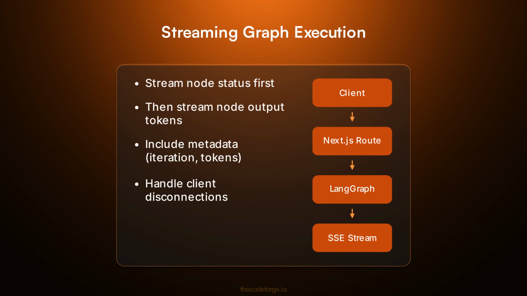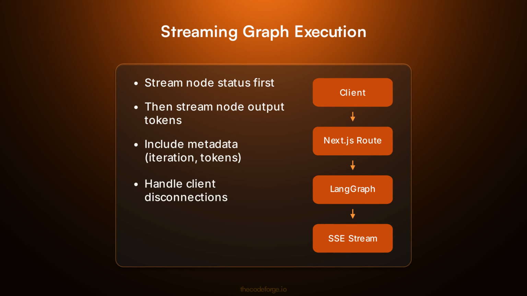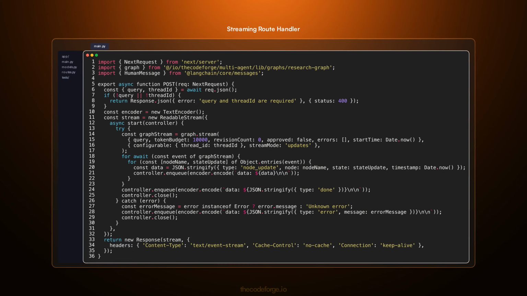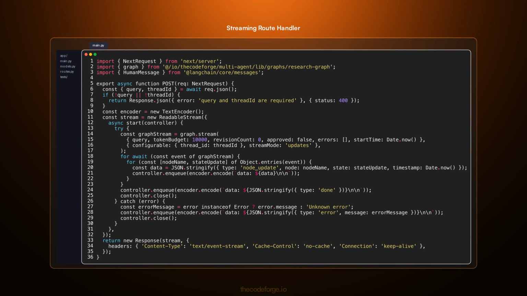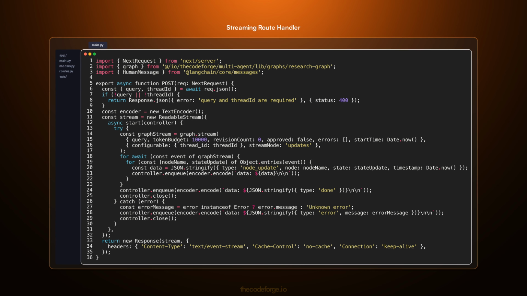Multi-agent execution can take 10-60 seconds. Streaming shows each node's output as it completes, preventing blank screens. Send node-started events before execution to show status immediately. This Next.js route handler streams graph execution events via server-sent events. Each node's output is sent as a JSON event. The stream closes when the graph finishes or an error occurs.